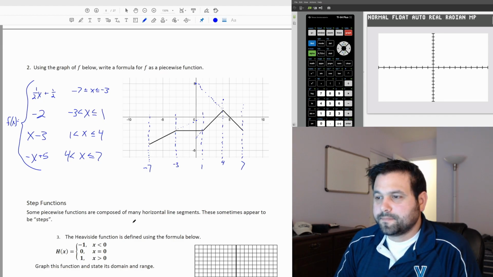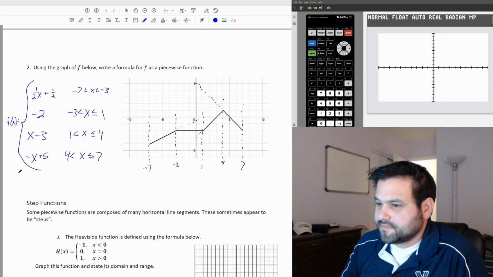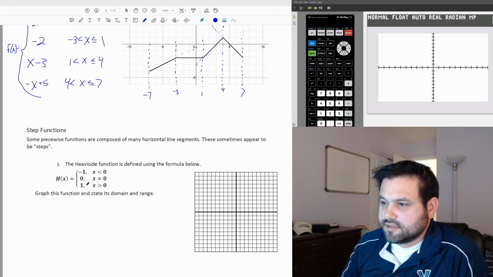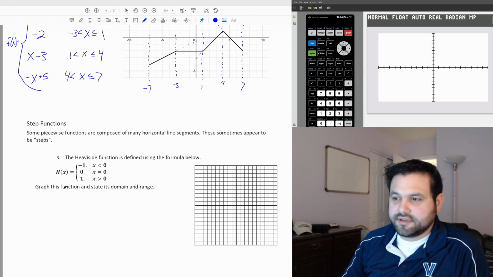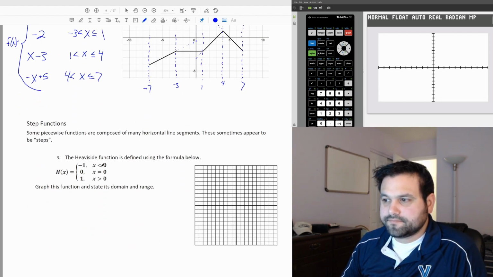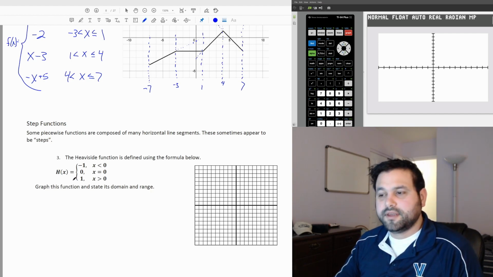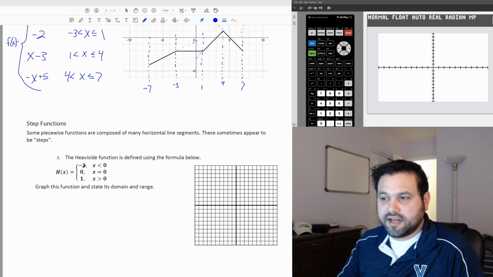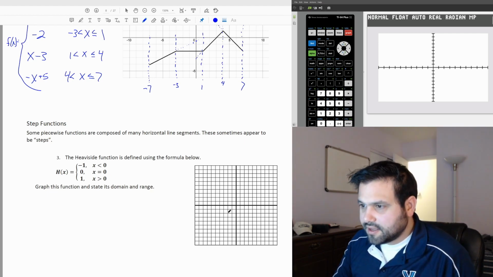So, awesome. Step functions. Here's another example of a piecewise function. In this one, there's no variable, right? It's just 3 different values. -1 whenever x is less than or equal to 0.